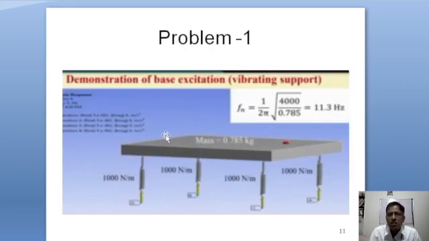Now this is a small example in which a plate having mass 0.78 kg is suspended with the help of 4 springs, and by knowing the stiffness of the springs and the mass of the plate, we can find out the natural frequency of the system. Here the natural frequency is calculated by the formula 1/2π times the square root of k by m.